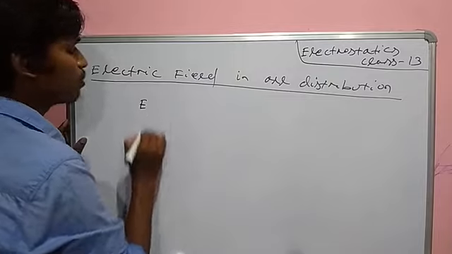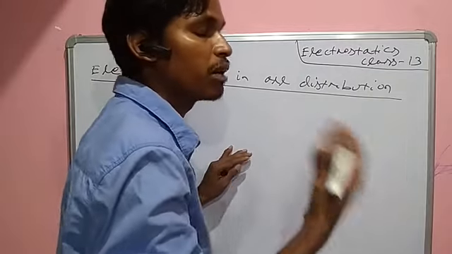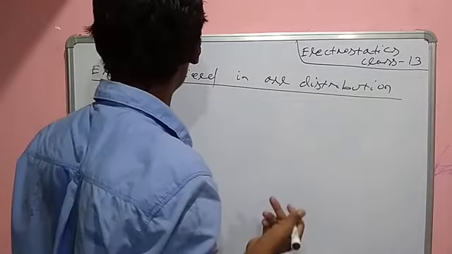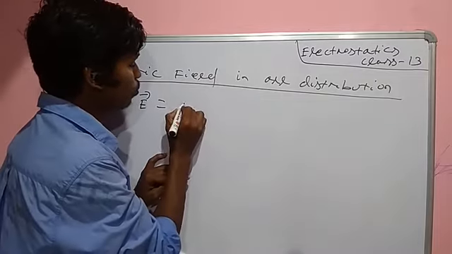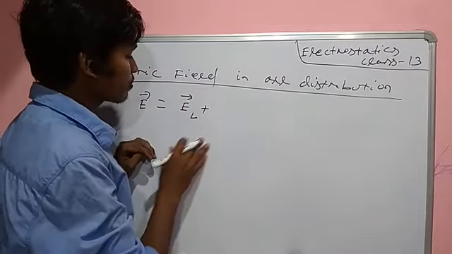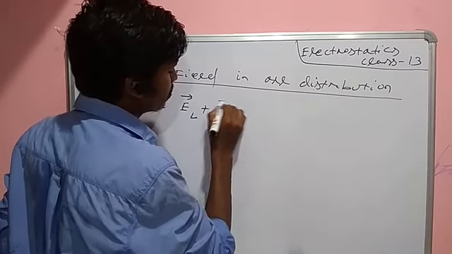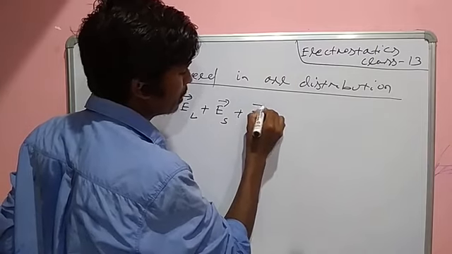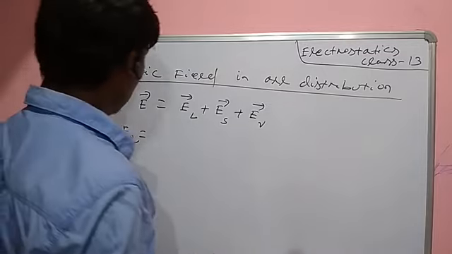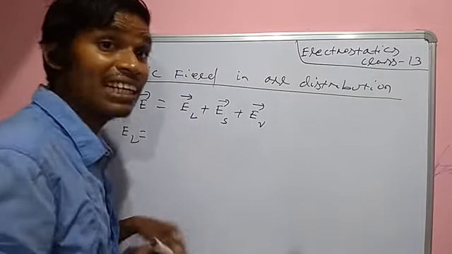We have already known that due to superposition of electric field, E vector is equal to E1 vector plus E2 vector plus E3 vector up to En vector. In all directions you have to find out the electric field. E vector is equal to EL vector plus ES vector plus EV vector. EL means electric field due to linear charge distribution.